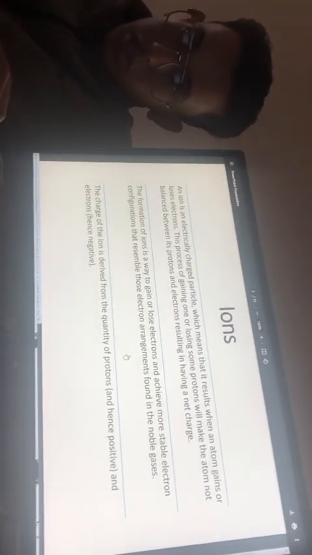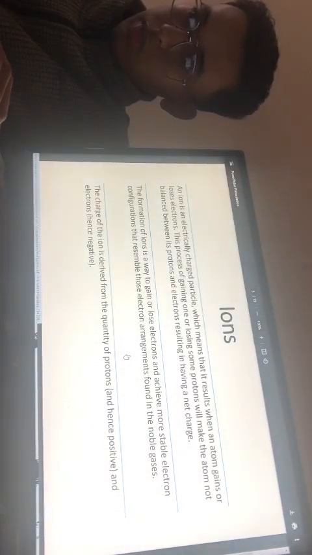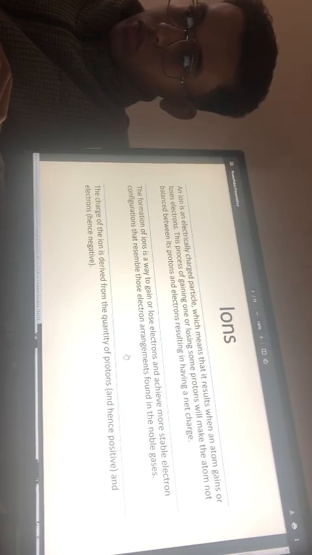Okay. Let's start with ions. An ion is a charged particle formed when an atom either gains or loses an electron. These create an imbalance between protons and electrons, resulting in a net charge. Atoms form ions to achieve stable electron configurations, typically similar to noble gases.